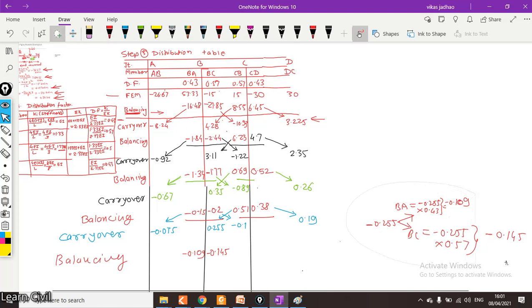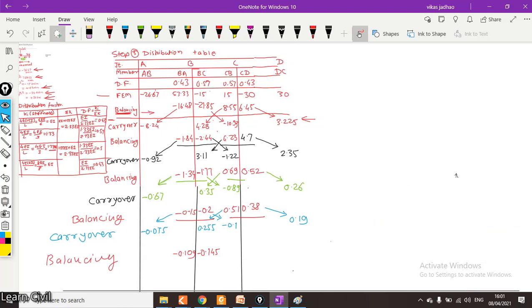Similarly, we have to balance the joint C also. So at joint C, we are having an unbalanced moment of minus 0.1. This minus 0.1 will be distributed among CB and CD in terms of their distribution factor. We have to apply a balancing moment of plus 0.1, because the unbalanced moment is minus here, therefore we have to apply plus.